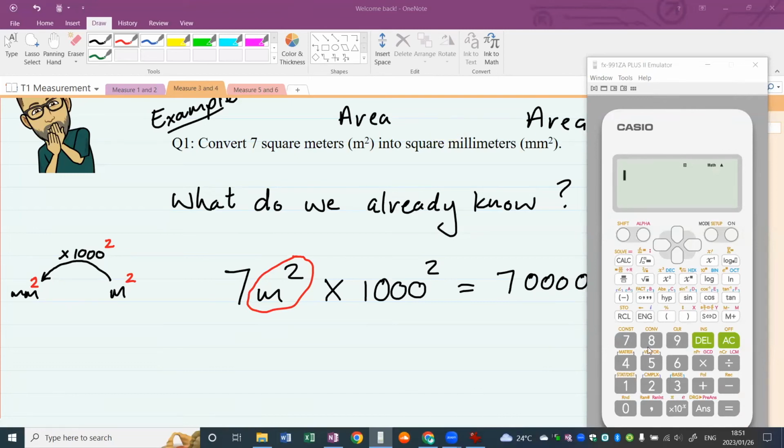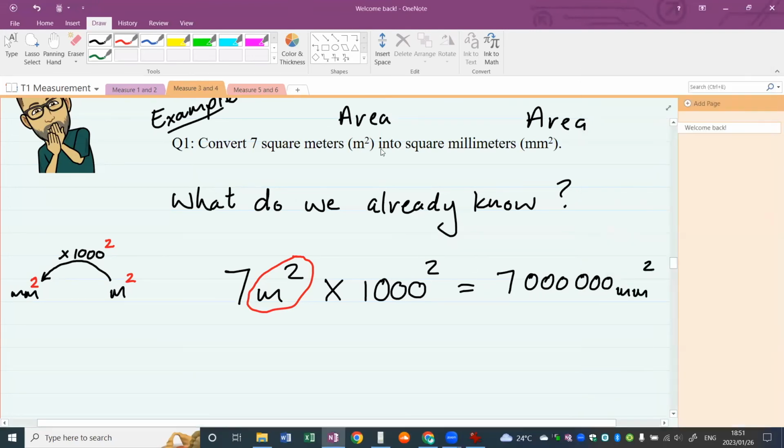All right, thanks, Charles. Okay, so look at my calculator. I don't type in 7 squared because that little 2 doesn't belong to the 7, it belongs to the m. It's just a way to say square meters. So you mustn't put that 2 there. All right, you just say 7 times 1,000 squared. All right, and you get 7 million.